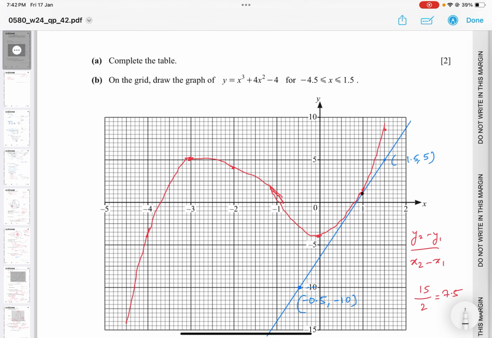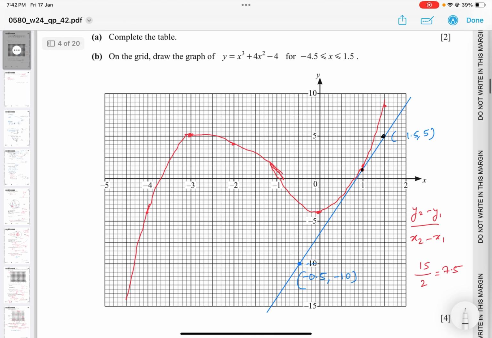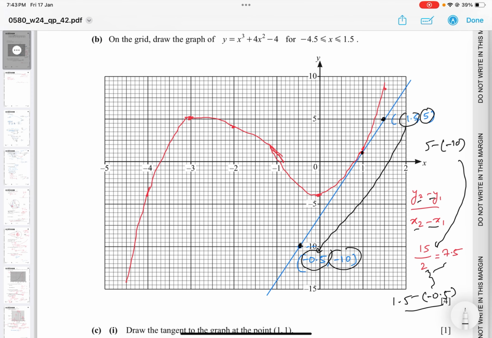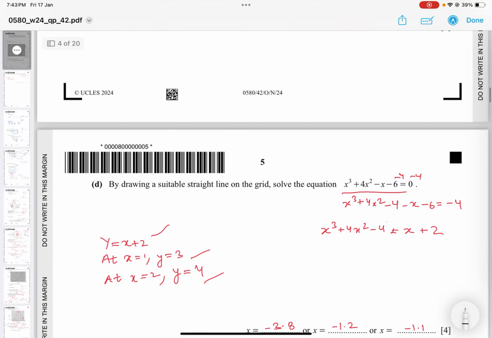Okay. And then you have to calculate the gradient of it. You can take 2 points. I took this point and this point. And I just applied this formula, y2 minus y1 upon x2 minus x1. y2 minus y1, that is 5 minus 10, that is 15, upon x2 minus x1, that is 1.5 minus 0.5. Minus would be plus, right? That would be 2, and my gradient would be 7.5.